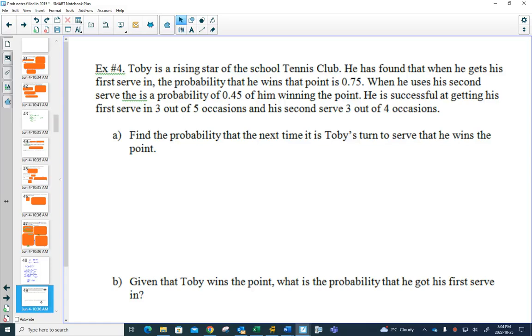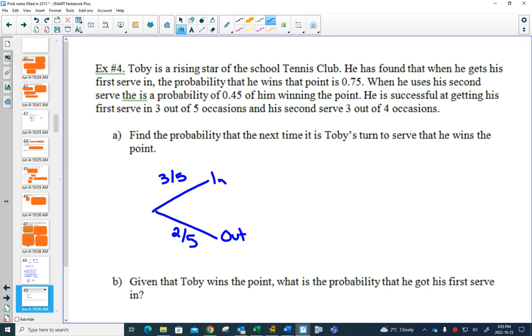So we can draw a tree diagram representing what could happen. What are you going to start with? Serve number 1. Hope that's logical. You wouldn't start with serve number 2. Serve number 1 is either in or out. The probability that he gets it in is 3 out of 5. The probability that he gets it out then is 2 out of 5.